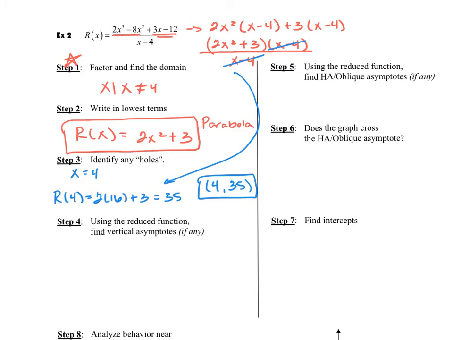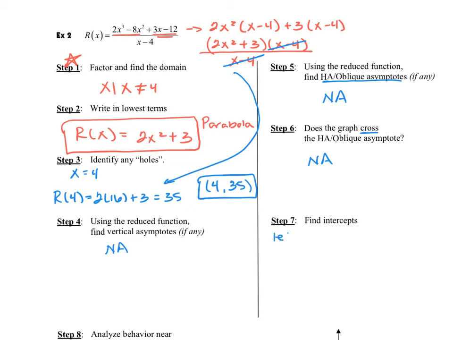Now, finding any vertical asymptotes. Well, that doesn't apply since our graph is a parabola and parabolas don't have asymptotes. Finding the oblique asymptotes, again, that doesn't apply because we don't have any asymptotes on a parabola. Of course, if we don't have a horizontal or oblique, we certainly can't discuss whether or not it would cross, so that gets eliminated. We can still find intercepts, though.